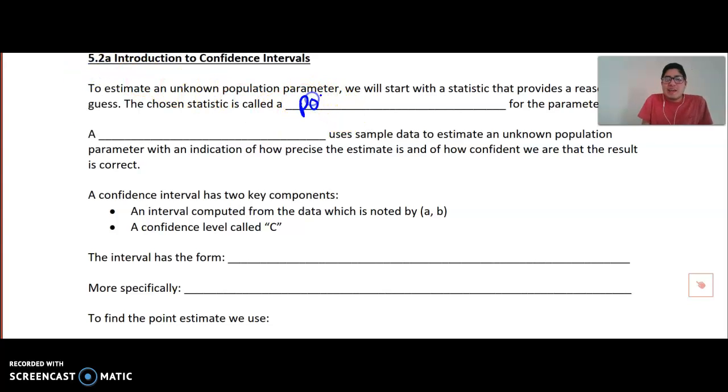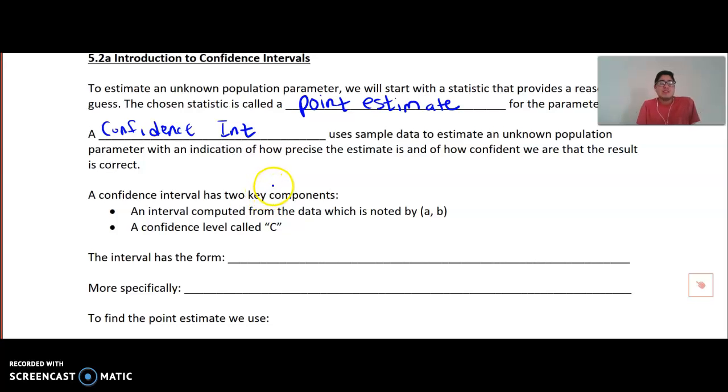Okay, so it's called a point estimate for the parameter. Now, a confidence interval, okay, I'm going to shorthand since you guys can hear me. Hopefully, that was my post-breakfast hiccup. A confidence interval uses sample data to estimate an unknown population parameter with an indication of how precise the estimate is and of how confident we are that that result is correct.